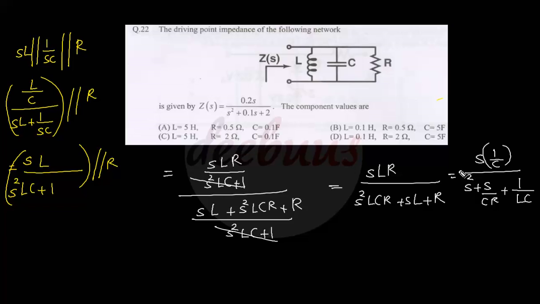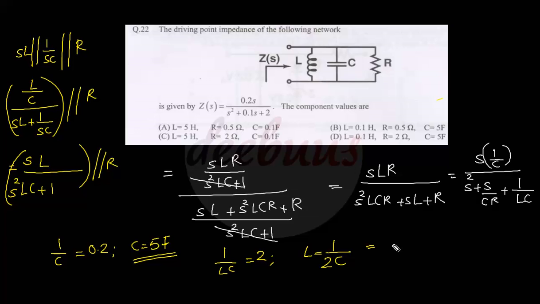So on the numerator side, 1 by C equal to 0.2. That means C equal to 1 by 0.2, which is 5. So 5 farad is the capacitance value. Now we can take 1 by LC. 1 by LC equal to 2 and L equal to 1 by 2C. That means 1 by 10, which is 0.1 Henry.